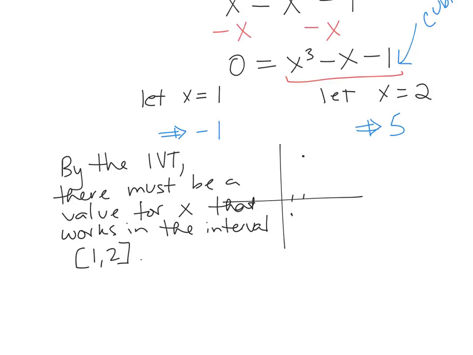Okay, so since I see one value that's negative, one value that's positive, there must be a 0 in between them. That's usually what the intermediate value theorem is used to prove, that there would be a 0 somewhere.